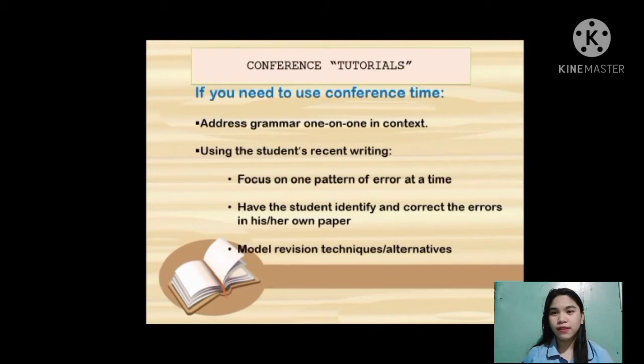Another method is conference or tutorials, if you need to use conference time. So the situation might be to address grammar one-on-one in context. This is for a teacher and a student using the student's recent writing. Focus on one pattern of error at a time. Have the students identify and correct the errors in his or her own paper. Model revision techniques or alternatives. You can call them one-on-one and tell them what needs to be done or which paragraph needs to be revised.